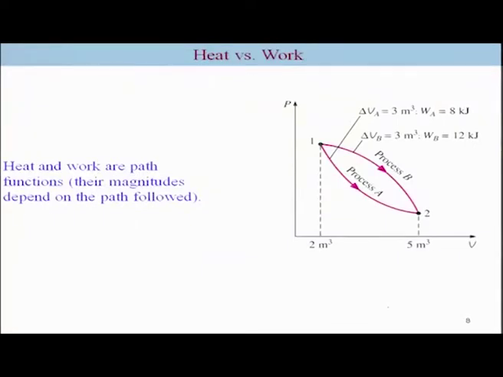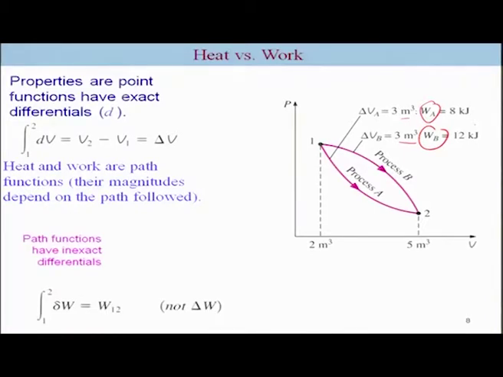Let us consider a process diagram here, P and V, with processes 1 and 2. In this case the change in volume is 3 meter cube, and the change in volume for process B is also 3 meter cube, because volume is a property of the system. Hence, even though the two processes follow different paths between the same initial and final states, the change in volume is going to be the same. But the work associated with this, which depends on the area under the curve, will be different.